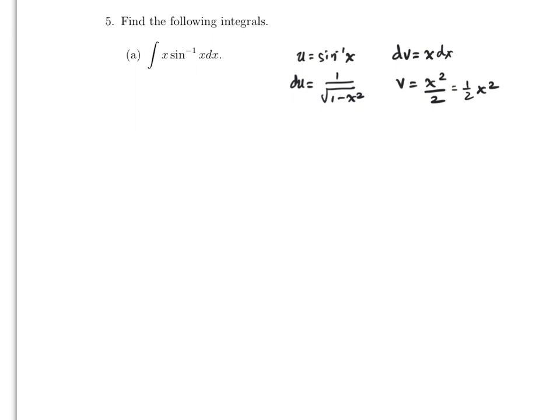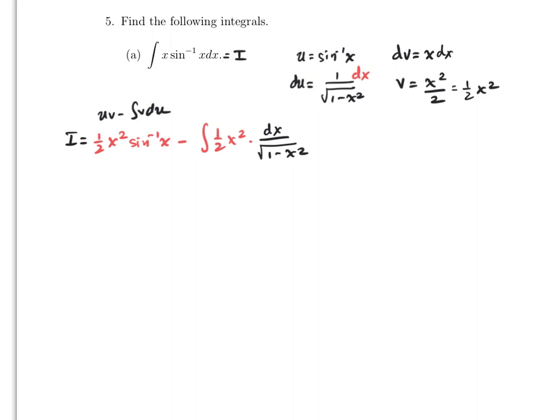Okay? So let's say that this is the integral we want. So therefore if we use integration by parts, remember the formula is uv minus integral of v du, we will end with 1/2 x squared sine inverse of x minus integral of v du. So this is missing the dx. So this should be dx over the square root of 1 minus x squared.